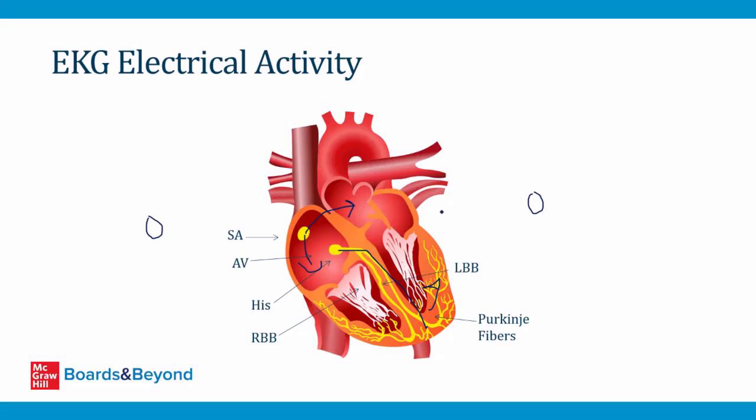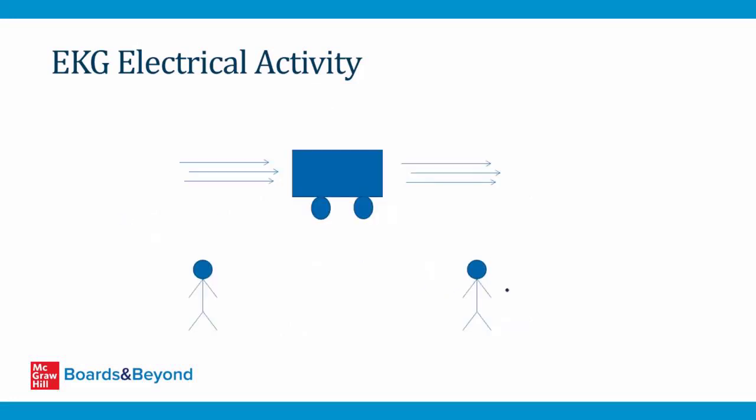But whether or not the different waves are up or down, negative or positive, depends on the vantage point of the lead. Just to make this super clear, imagine two people were watching this car move down the street. Person one would say, oh, the car's coming towards me. Person two would say, oh, the car's moving away from me. They're both correct. They're just watching the car move from different vantage points.